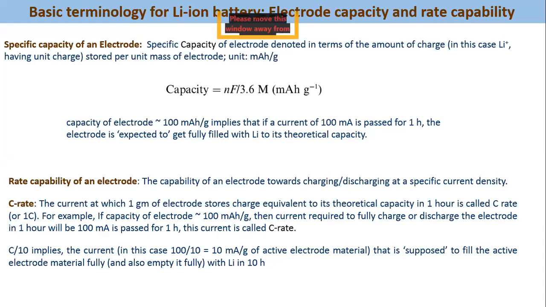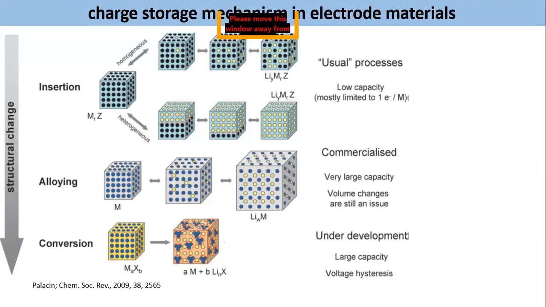So that current rate is called C by 10 rate. As I told, based on the charge storage mechanism, electrodes can be classified into three types of material. One is insertion, second one is alloying, and third one is conversion.